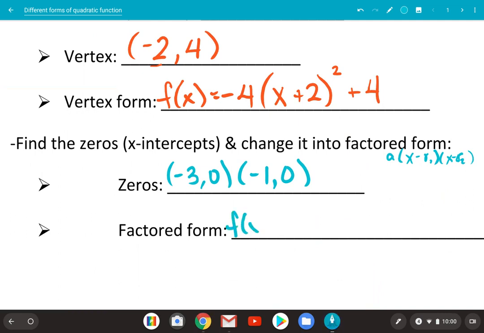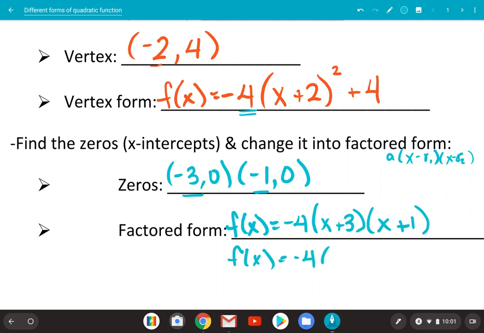So f of x, first number stays the same again, otherwise we wouldn't get the same graph. X, opposite of your x value, and then opposite of your second value. And remember, you could have also written it x plus 1 and x plus 3. They are the same. Don't worry about it, okay?